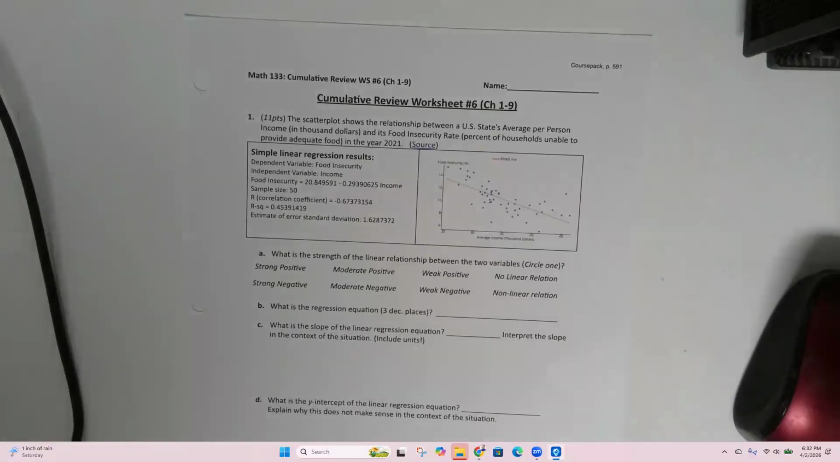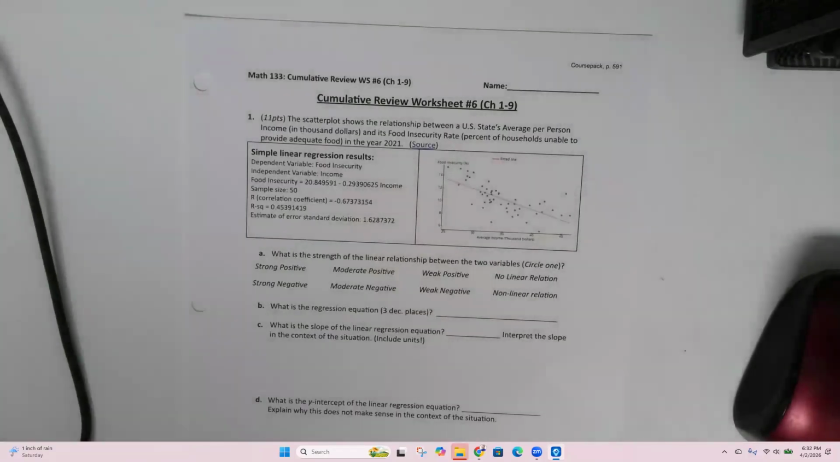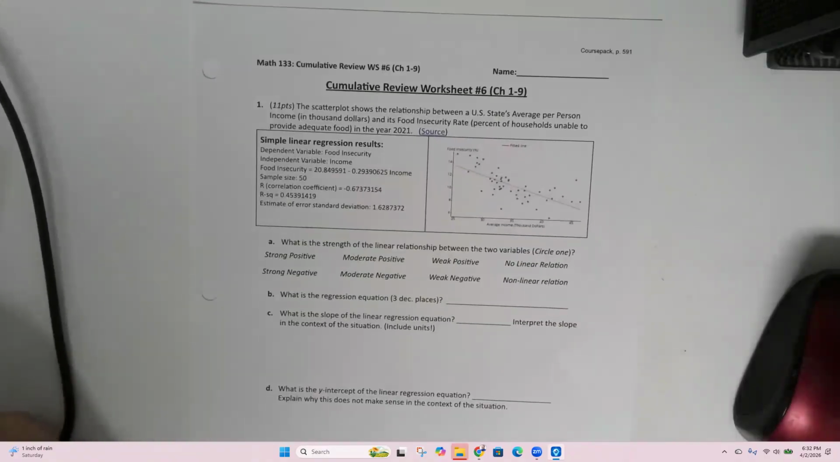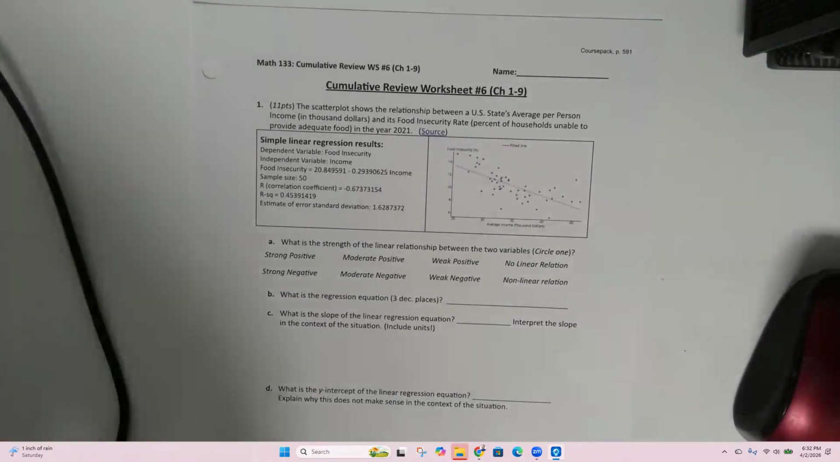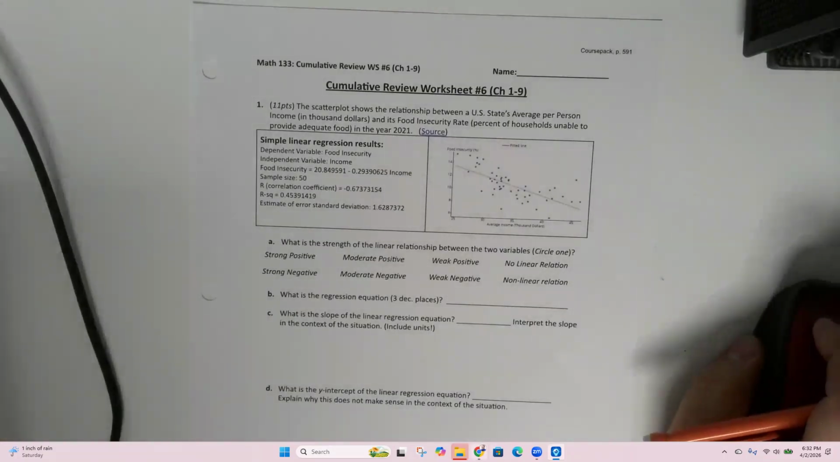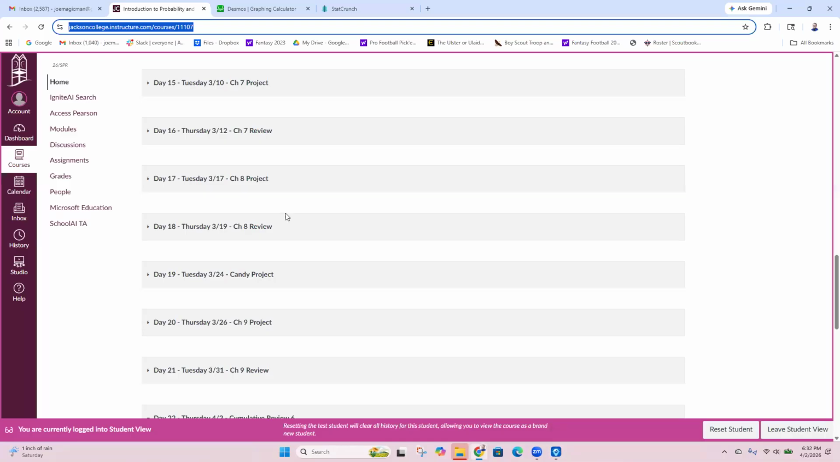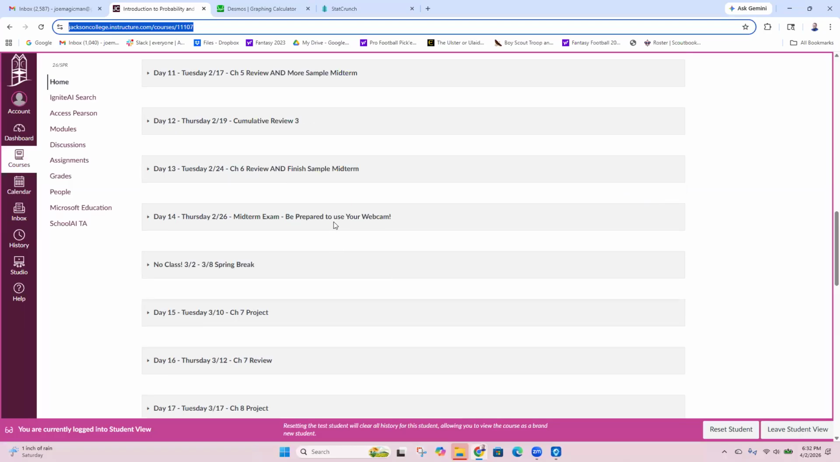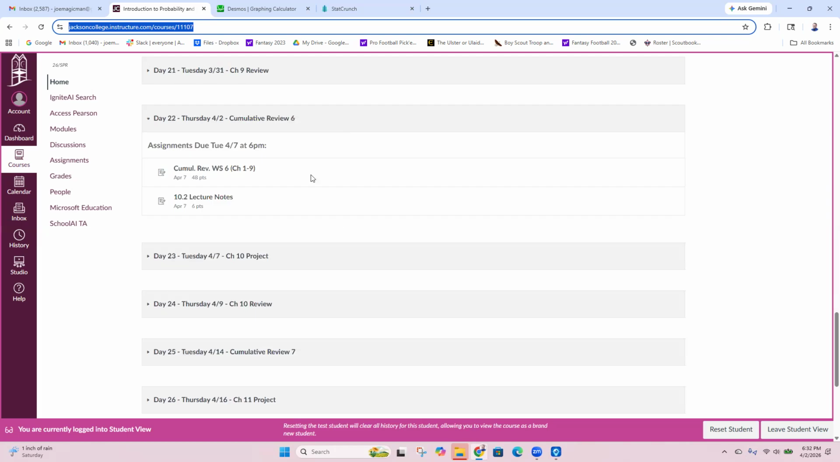So it's covering just everything, right? We skipped a couple of the cumulative reviews. We did number 3 back in February, but we skipped cumulative review number 4 and number 5. So those ones might actually be good ones if you are studying for the final exam. We're not going to do those ones, so they're blank.